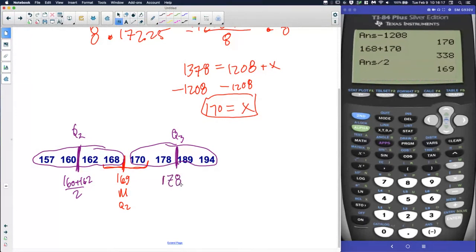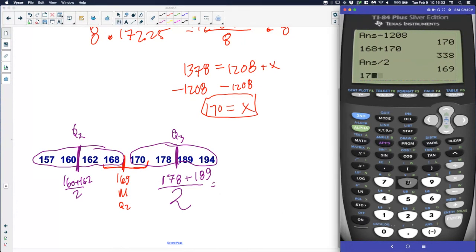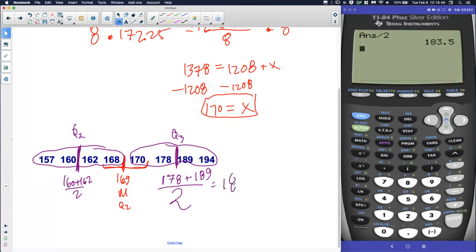178 plus 189 all over 2. So then it would be 178 plus 189 divided by 2. There we go. 183.5. Yes. So it looks like everybody's got this.